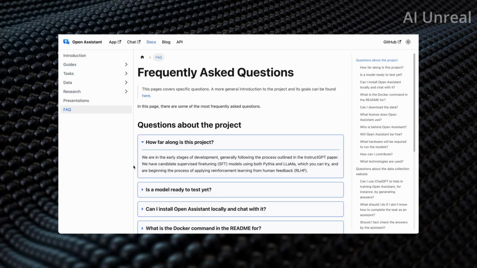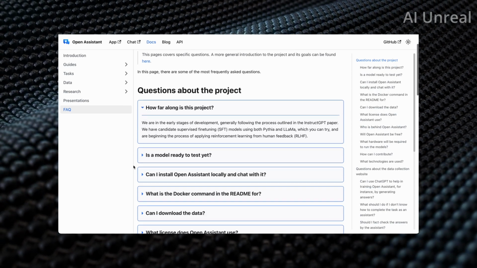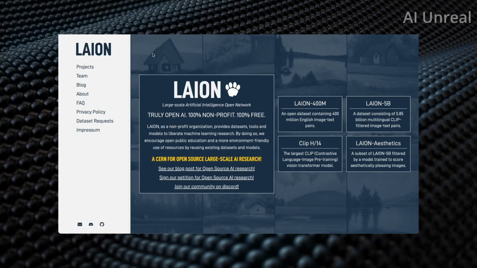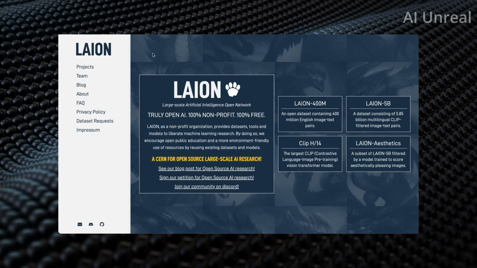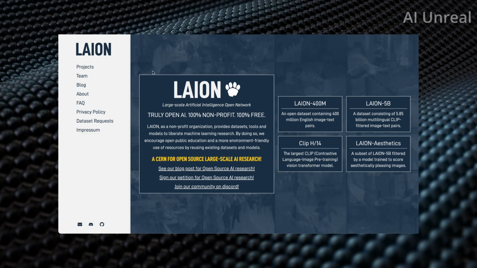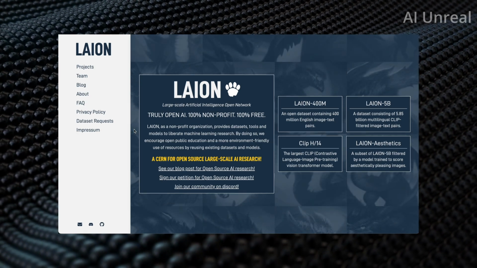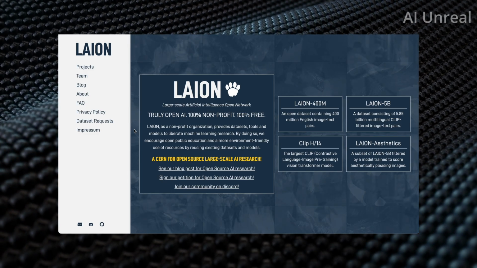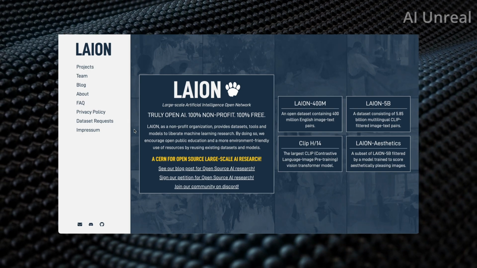I checked out the frequently asked questions just to see more about this project. Basically, it is currently still in the early stages, and there's some more stuff you can check out. But I wanted to show you the team behind it. This is what's interesting to me, because this is called Laion, however you want to pronounce it. And currently it says truly OpenAI, 100% nonprofit, 100% free. To my knowledge, nonprofit ideally would mean that the information they're putting out is one, accessible to the public, and two, not from a business-driven company.